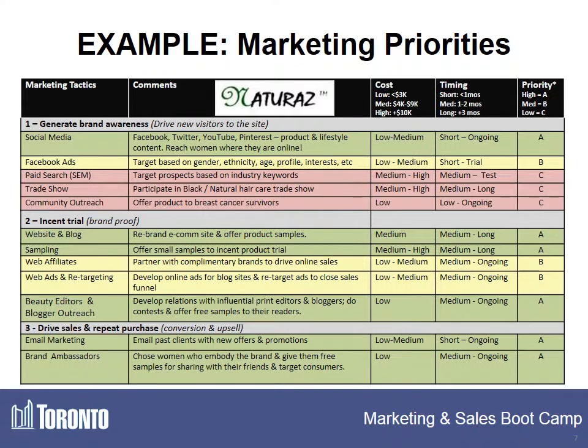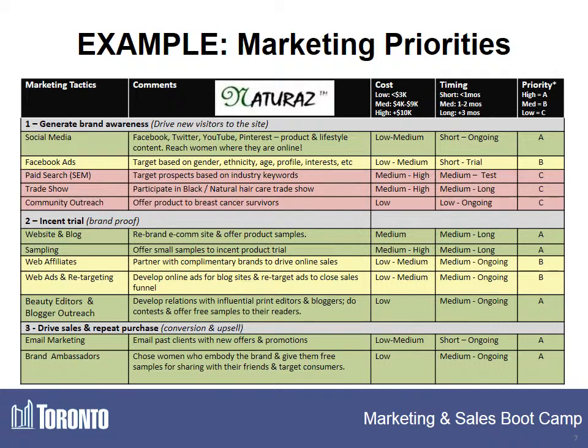Importantly, it's an A priority because, as I mentioned, your customers, your clients, they're always online. Research and stats prove that if you want to target women who care about beauty and their hair, they will be sharing this information on Facebook, Twitter, YouTube, Pinterest. So if that's where they are, guess what? That's where your brand also needs to be.